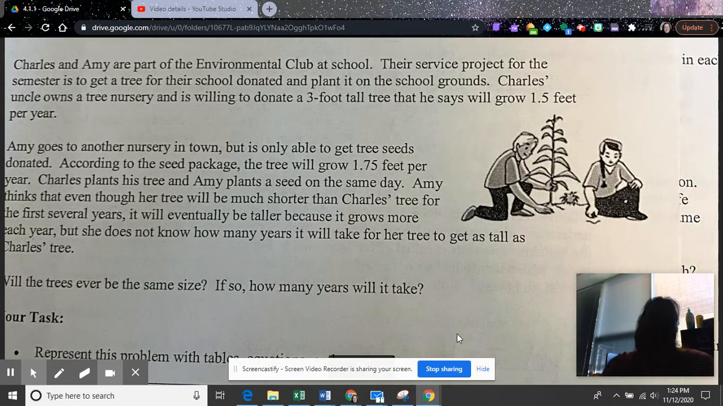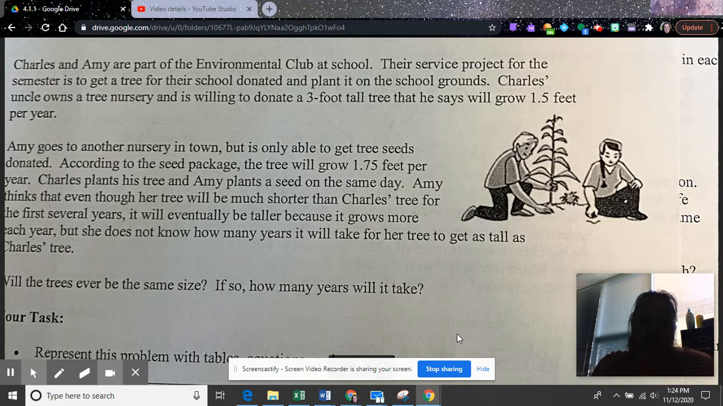Hi, now let's look at problem 4-4 in our section 4.1.1. It says Charles and Amy are part of an environmental club at school. Their service project for the semester is to get a tree for their school donated and planted on the school grounds. Charles' uncle owns a tree nursery and is willing to donate a 3-foot tall tree that he says will grow 1.5 feet per year.